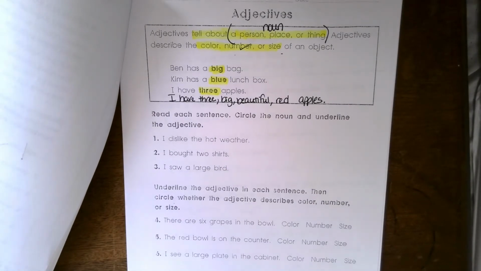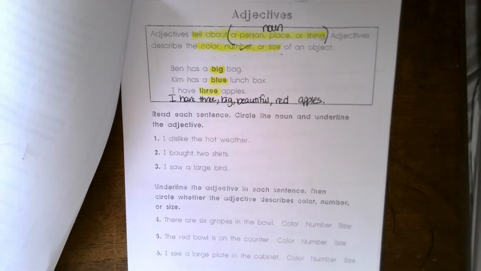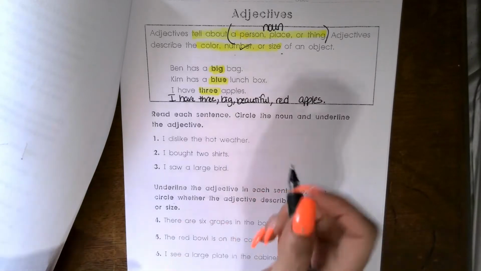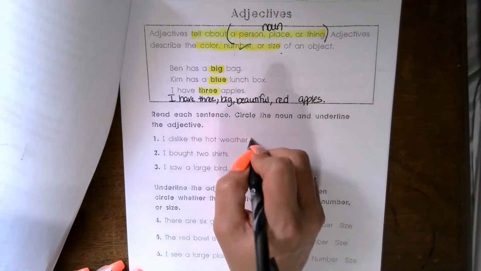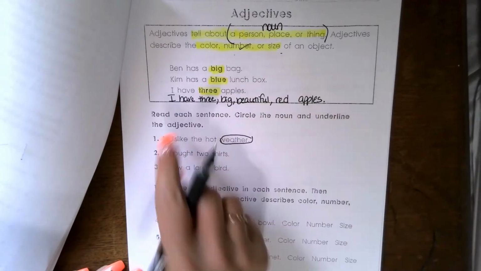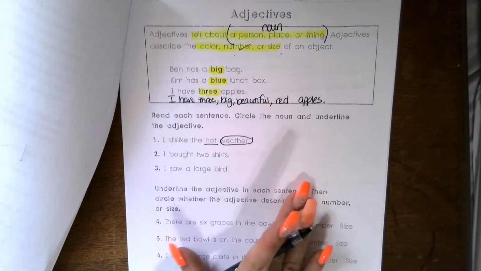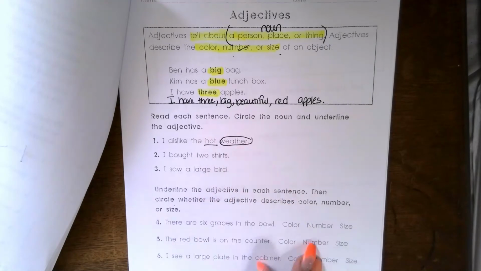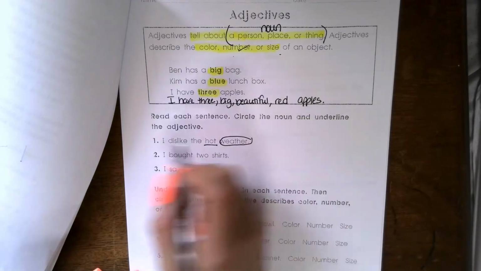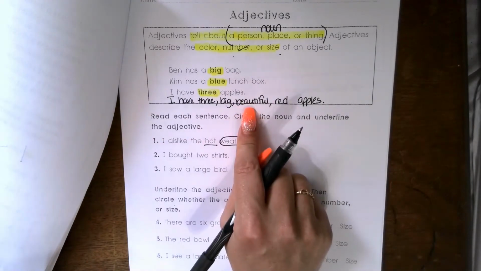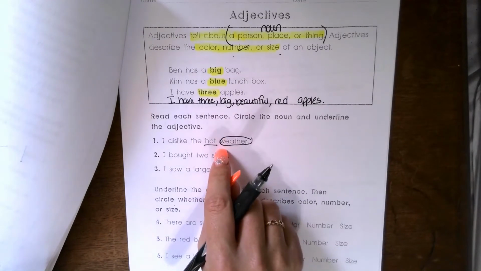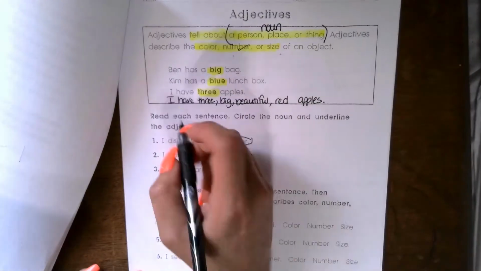All right, so your directions say read each sentence, circle the noun, and underline the adjective. Number 1, I dislike the hot weather. So your noun, which we're going to circle, is weather, and your adjective is hot. Now, you guys, push yourself. All right, don't just stop here because a lot of us are finishing our work quickly. Come over here and expand this sentence in the same way we did here, okay? They gave us how it feels. What else could we add there?